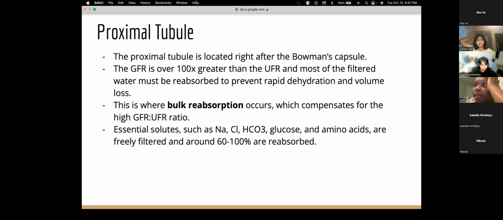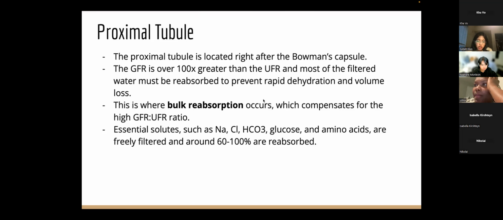And I think in his lecture slides, there was a table that tells you the percentages of each solute or water that's reabsorbed. And it'd be good to know that, because I kind of remember a question needing that. It's just good to know how much of each is reabsorbed.